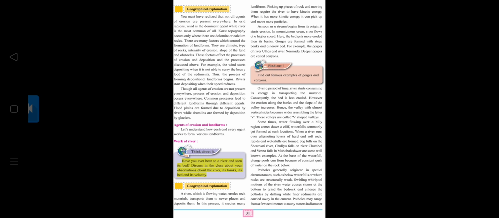There's valley widening, which we just spoke about in the last class, becomes wider, resembling the letter V. These valleys are called V-shaped valleys. I'll talk to you all about it more in detail.